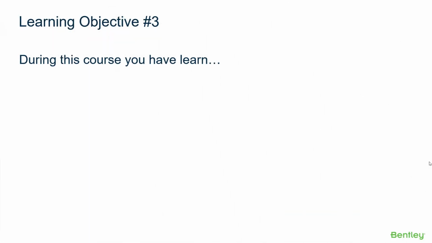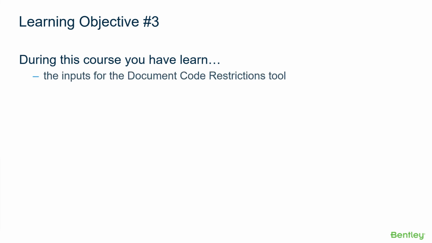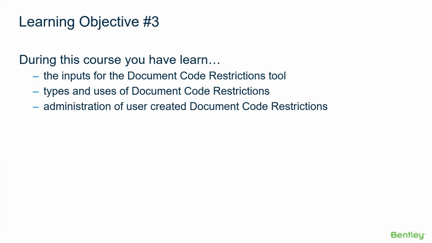This concludes the last part of Enhanced Environments for Document Code, covering document code restrictions. Let's review what has been learned. You've learned the inputs for the document code restriction tool, the types and uses of document code restrictions, the administration of user-created document code restrictions. The next section of ProjectWise Administrator Advanced Accreditation course will be a 4-part series covering attribute exchange.